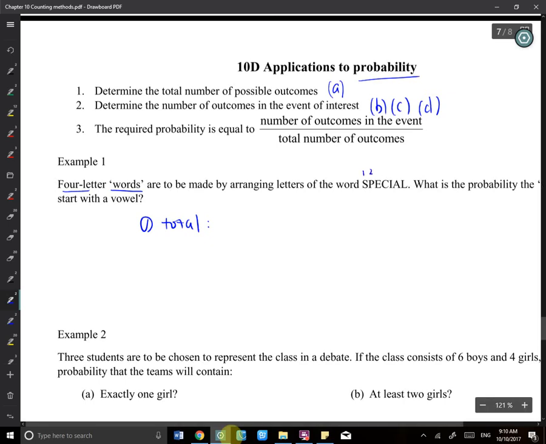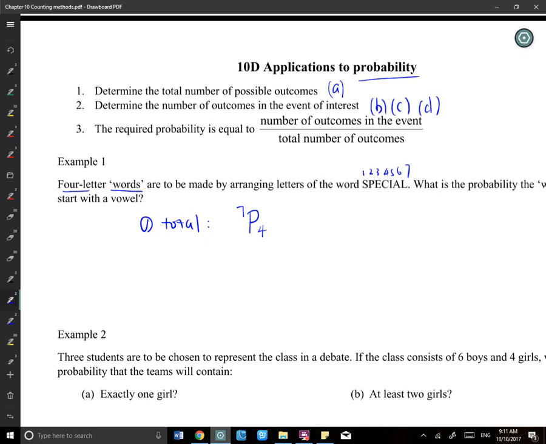I have 1, 2, 3, 4, 5, 6, 7 letters. I have 7 letters. So from the 7 letters I will select 4 out, and I need to care about the order. So it's a permutation case. 7, I will select 4 out and rearrange those 4 to give you a total. Why would you select 3? No. We care about total first. Like how many different words I can make in total.